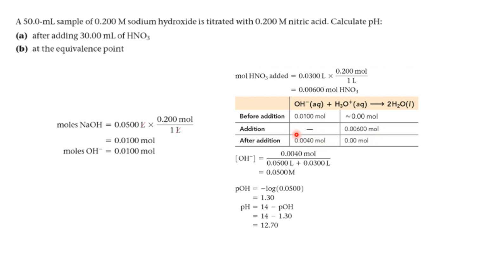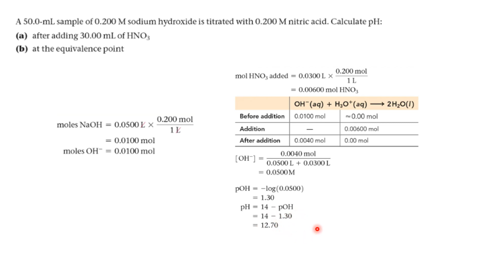Again, we didn't reach the equivalence point. We didn't consume all of the base. We're going to have a little base left, and there it is. Now I want the concentration of it, so I divide by the total volume: the 50 we started with plus the 30 we added. And you end up with an OH minus concentration of 0.0500. From there you can calculate the pH. Take the negative log of this OH concentration to get pOH, and then get pH from pOH by 14 minus that, and you get 12.70.